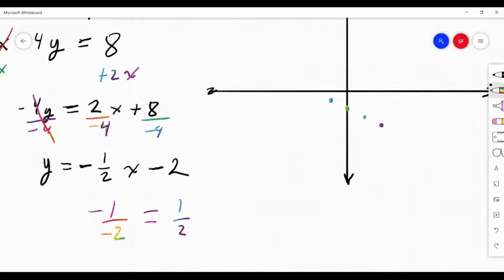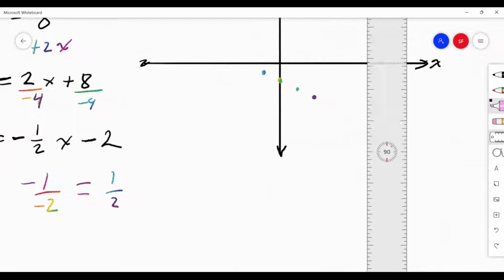And that's what I was talking about. So for this point right here, we went down 1 and then positive 2. This one, we went up 1 and back 2. So it doesn't matter. It's either one, but not both. Yes, that's a great clarifying question for sure.